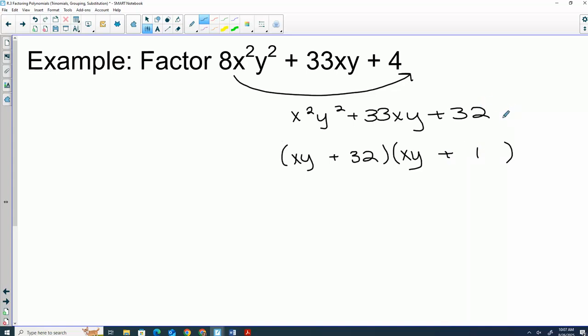And that one didn't have any variables with it. So now we just have to divide our 8 back. So we get, oops, xy, 32 divided by 8 is 4. This one you can't reduce, so slide the 8 back in the front, so 8xy plus 1.